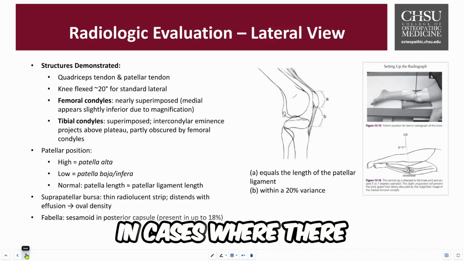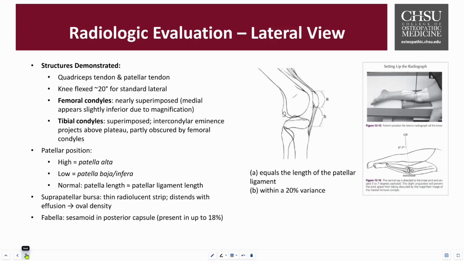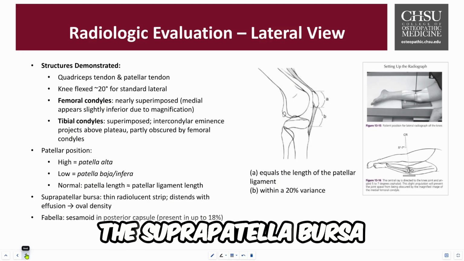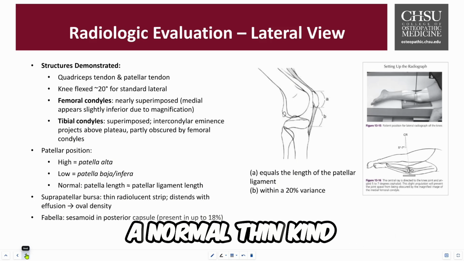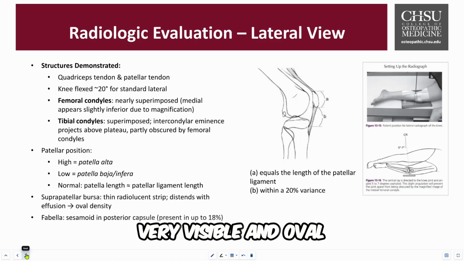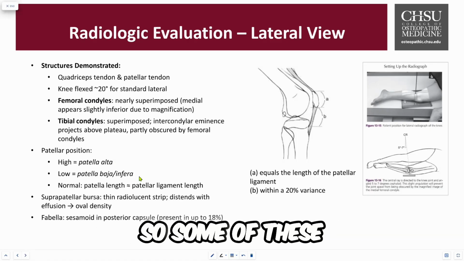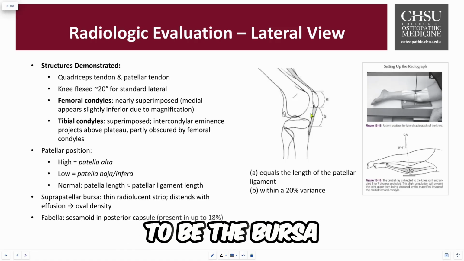In cases where there is joint effusion or any kind of fluid accumulation, you could see that the suprapatellar bursa, usually a normal thin radiolucent dark strip, will tend to become very visible and oval and is filled with fluid. Okay, so some of these gap spaces are going to be the bursas.